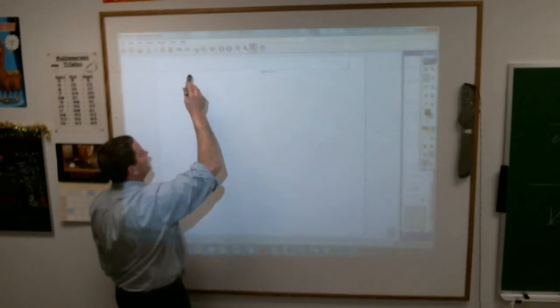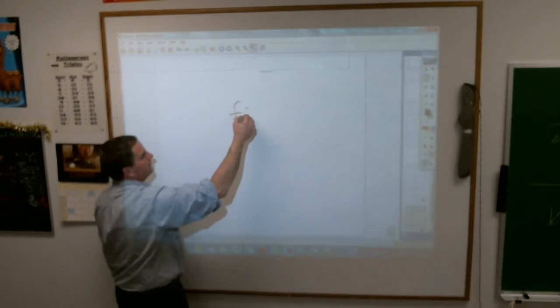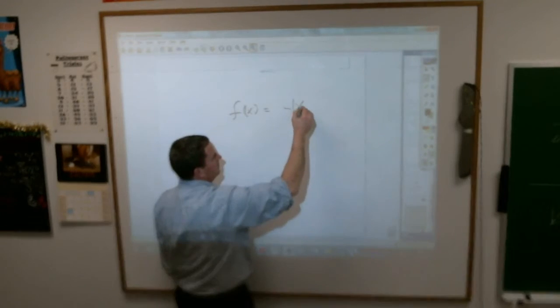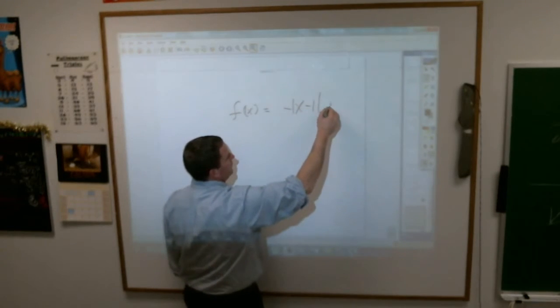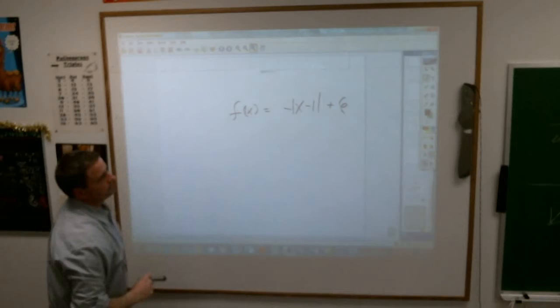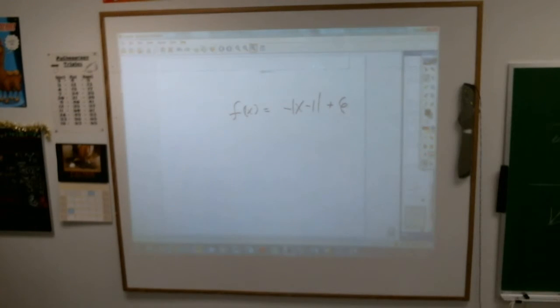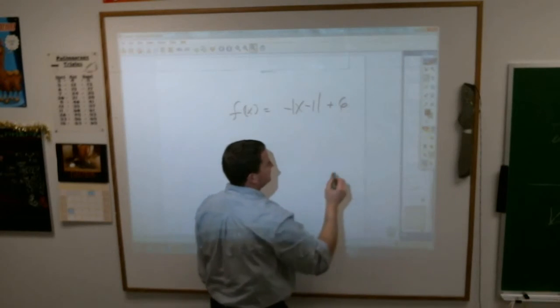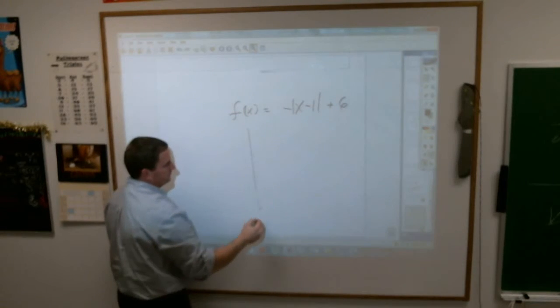How about this? We didn't do one of these, but let's do one right now. f of x is negative absolute value of x minus 1, plus 6. What's the graph of the negative absolute value of x minus 1 plus 6? Please graph that. It should be done by now. I got it.